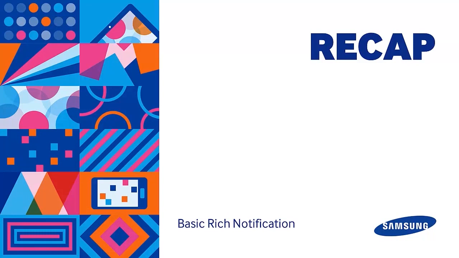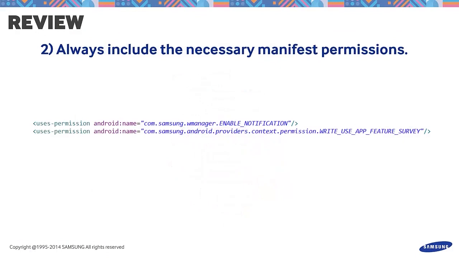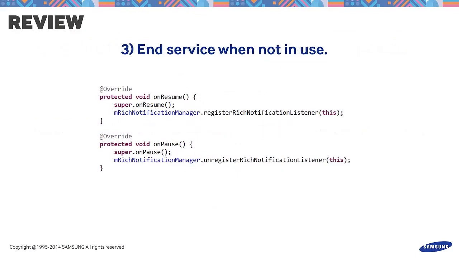Let's go ahead and summarize the things that we've talked about regarding rich notification. First, include the necessary SDK jar files in your project. Second, include the necessary manifest permissions. And finally, don't forget to end the service when it is no longer in use.